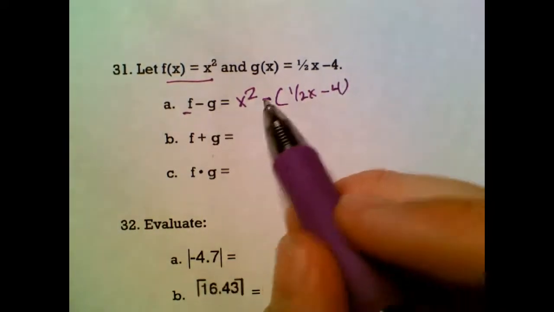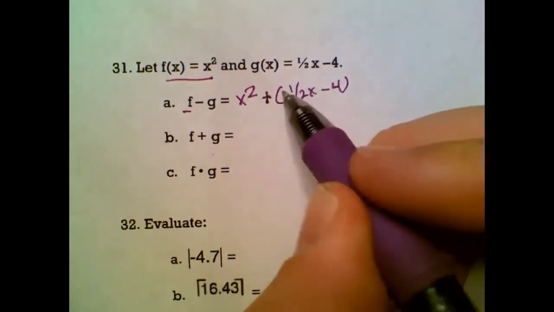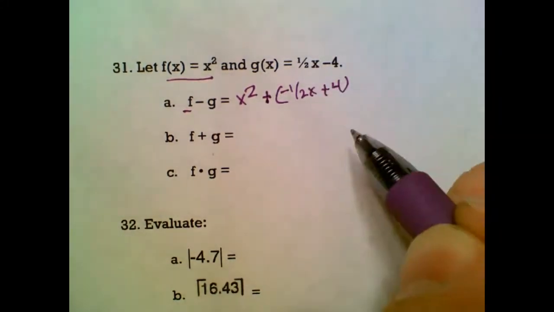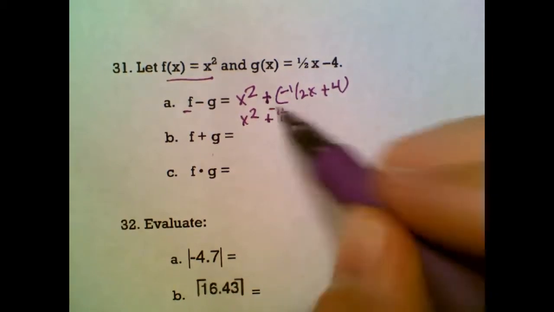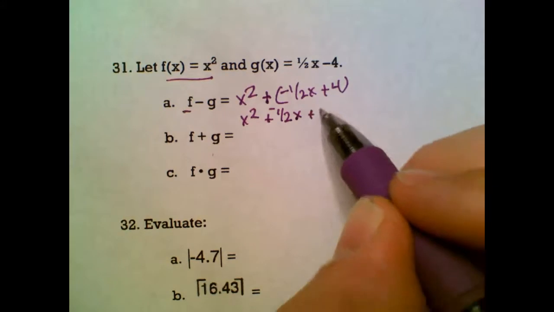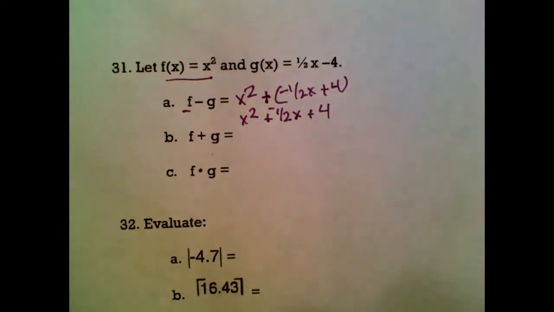Because we're subtracting this, we have to deal with parentheses. We don't like subtracting with parentheses, so I'm going to make it positive. When I do that, this has to be the opposite, and that has to be the opposite. So I have x squared plus negative 1/2 x plus 4. Can you combine any like terms? Nope, nothing to combine. So that's as good as it gets right there.